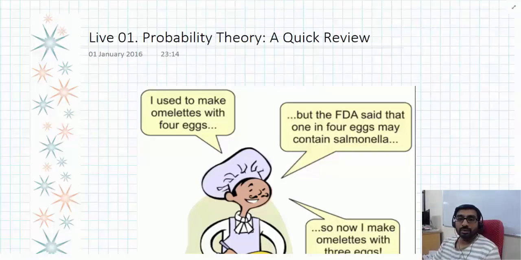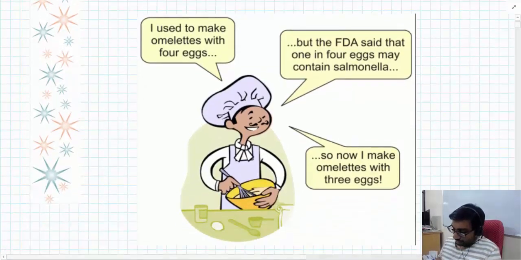I'm sure you've seen probability theory in some context or the other. In today's lecture, we're just going to quickly review this theory. And let us begin by looking at this cartoon, which illustrates an important aspect of probability theory.